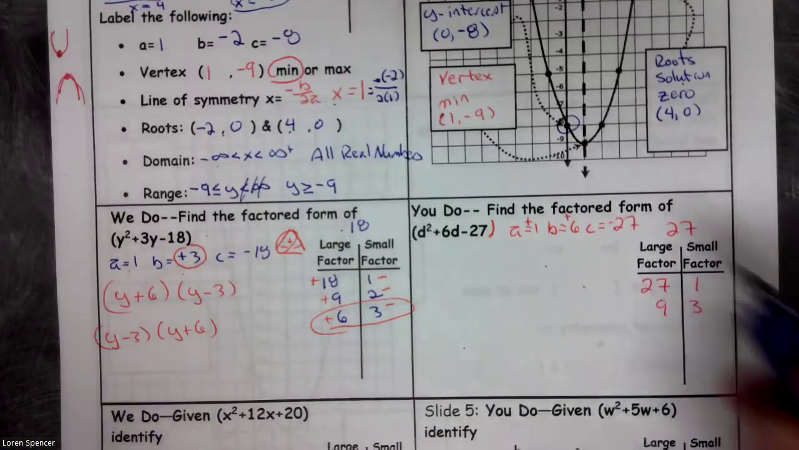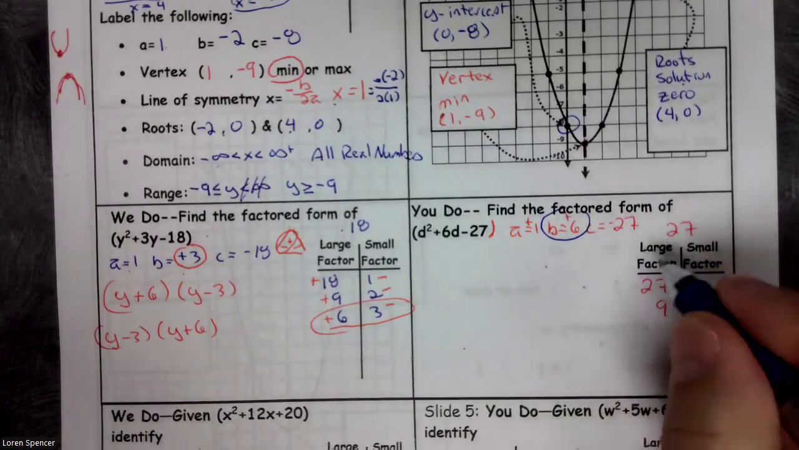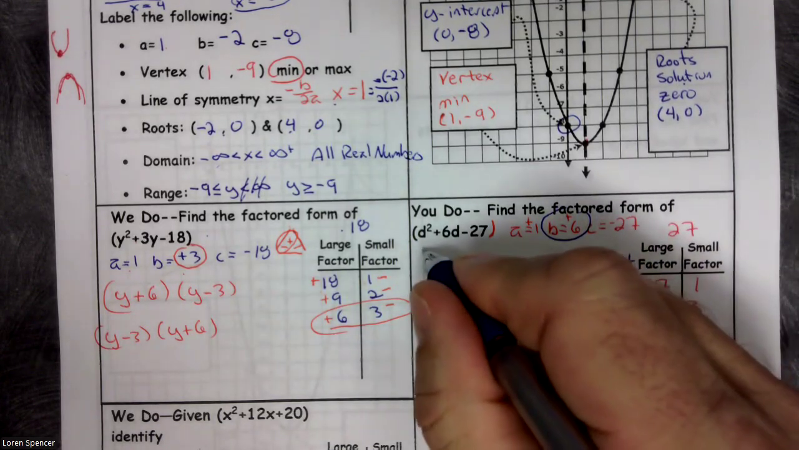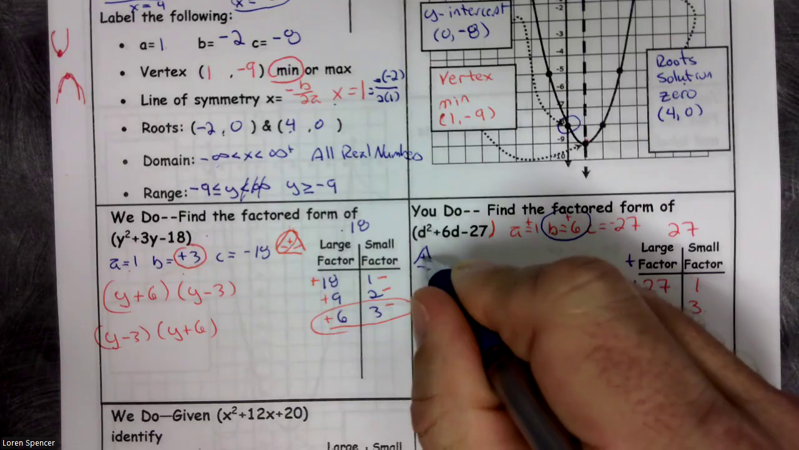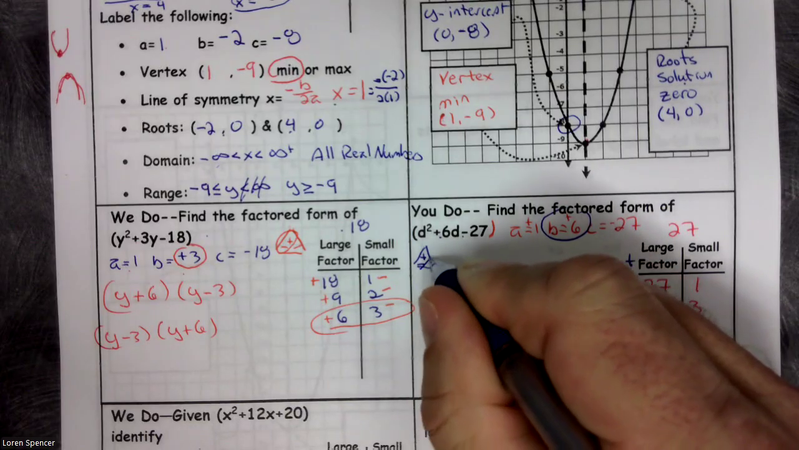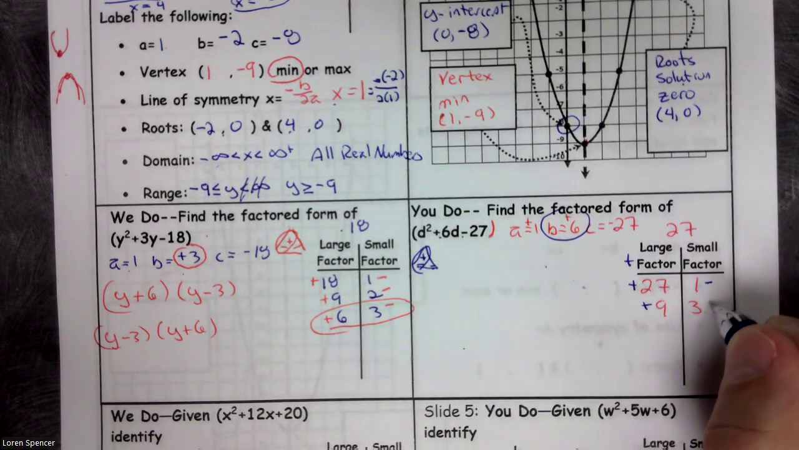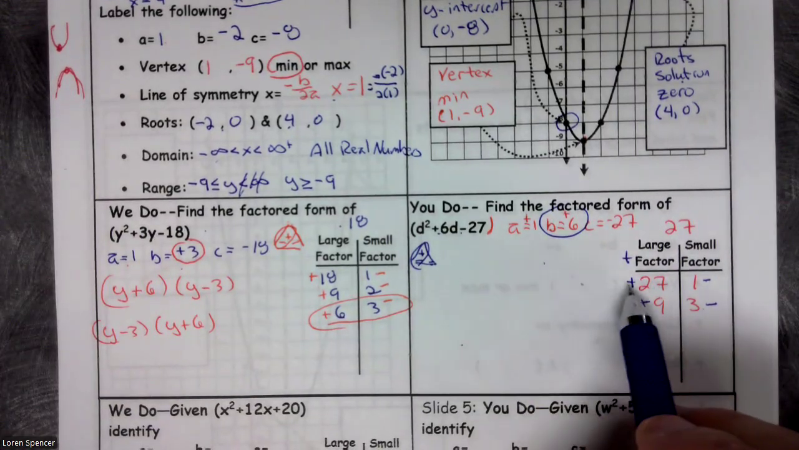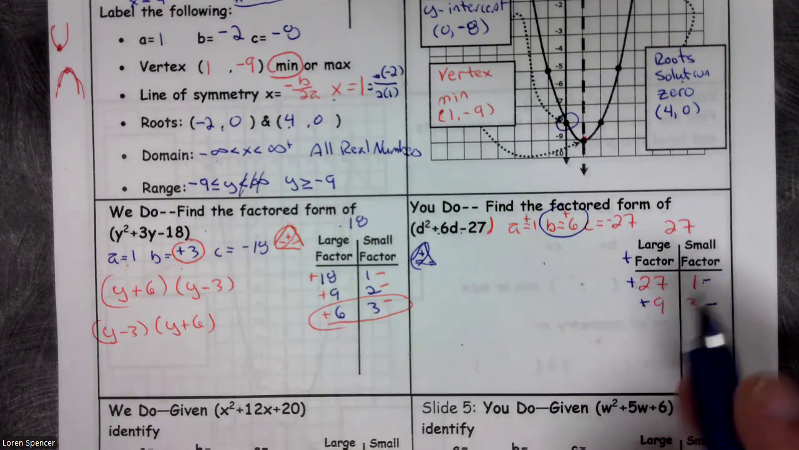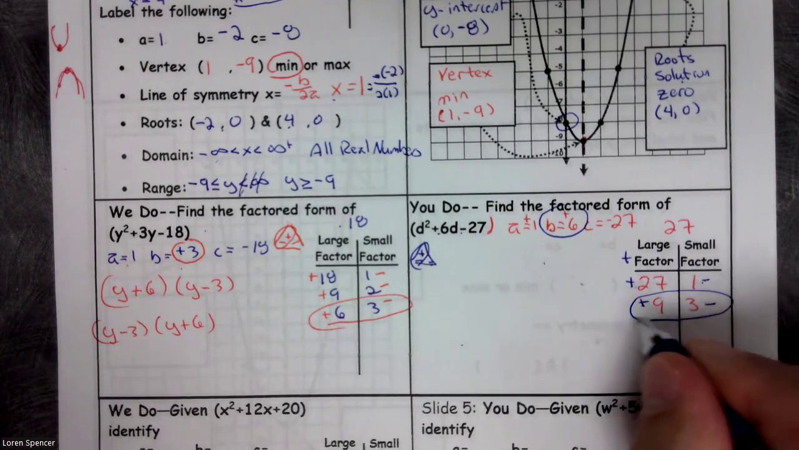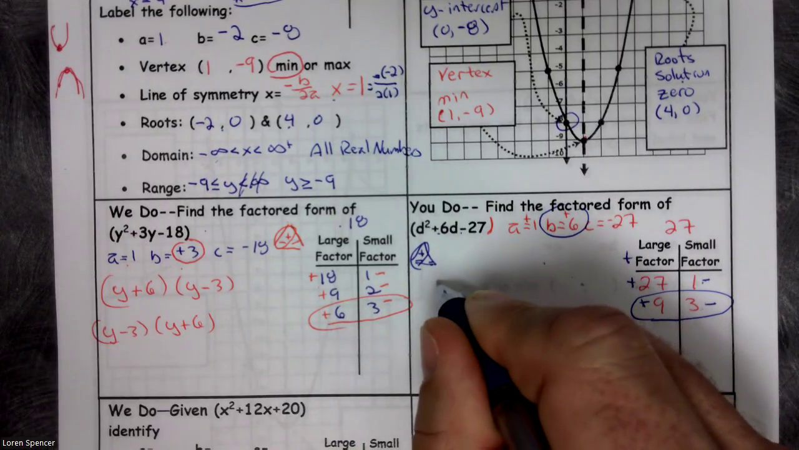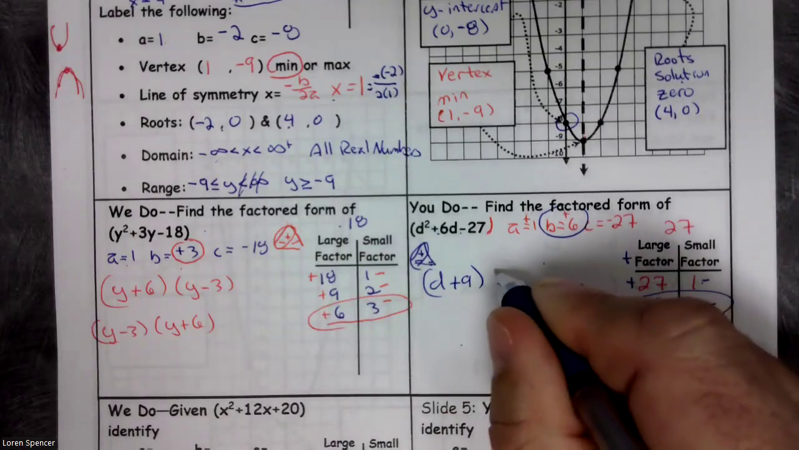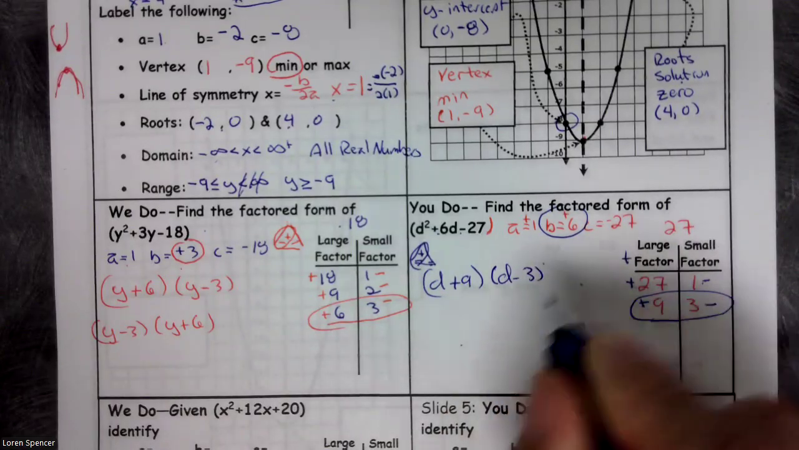I look at b. b is positive. That means my large factor is positive. Once again, I go to my triangle to find out what do I need. We'll have a positive and a negative, which means the small factor is negative. I need to find the ones that add to 6 or combine to 6. Well, 27 and 1 doesn't, but 9 minus 3 does give me 6. So my factors are d plus 9 times d minus 3.